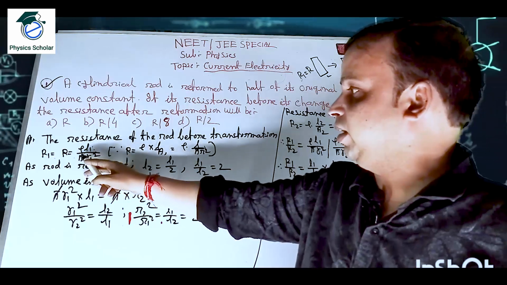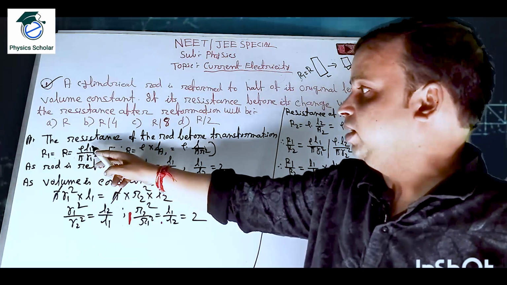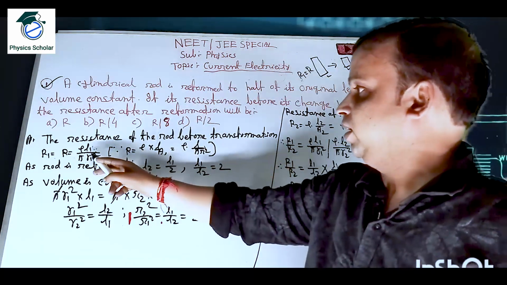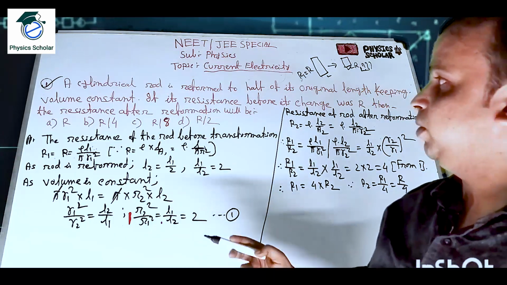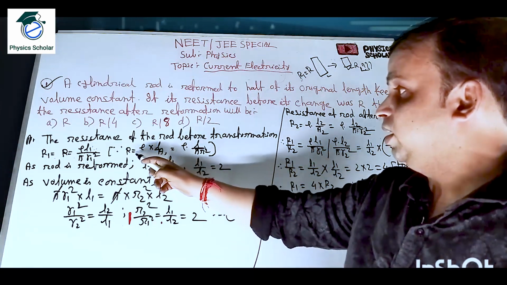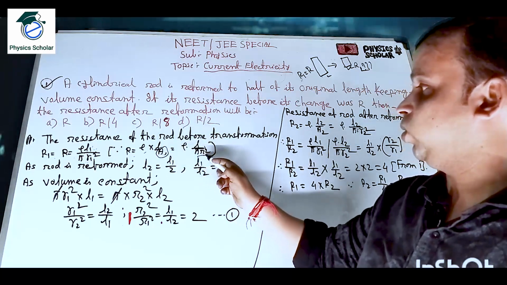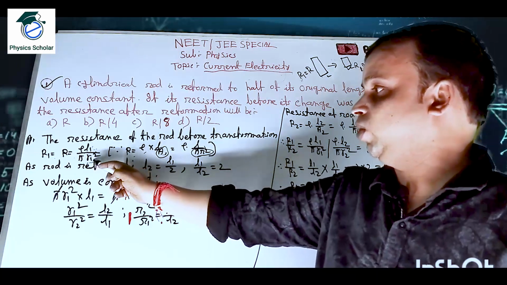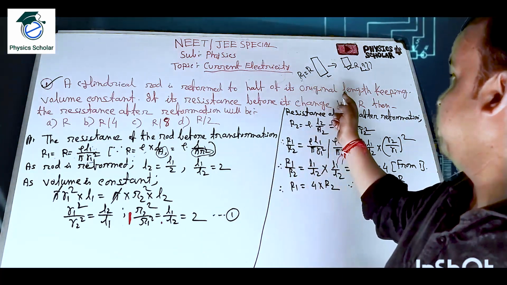So that formula I am writing here. R is equal to rho L1 divided by pi R1 square. Rho means resistivity, L1 means the length of this conductor. Why pi R1 square? Because R is equal to rho into L by A, where A means cross sectional area. So the cross sectional area will be pi into R square, so pi into R1 square.